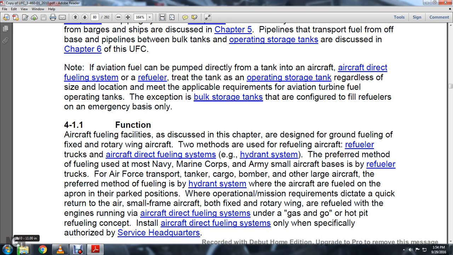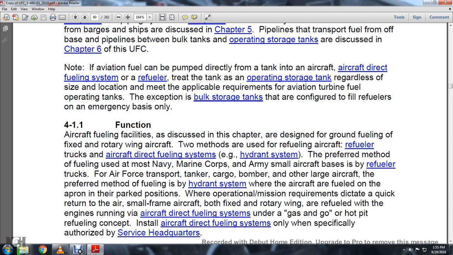4.1.1 Function. The aircraft fueling facilities discussed in this chapter are designed for the ground fueling of fixed and rotary wing aircraft. Two methods are used for refueling aircraft: refueler trucks and the aircraft direct fueling system, or hydrant system. The preferred method at most Navy, Marine Corps, and Army small aircraft bases is refueler trucks. For the Air Force transport, tanker, cargo, mobility, and other large aircraft, the preferred method of fueling is by hydrant system, where the aircraft are fueled on the apron in their parked position.